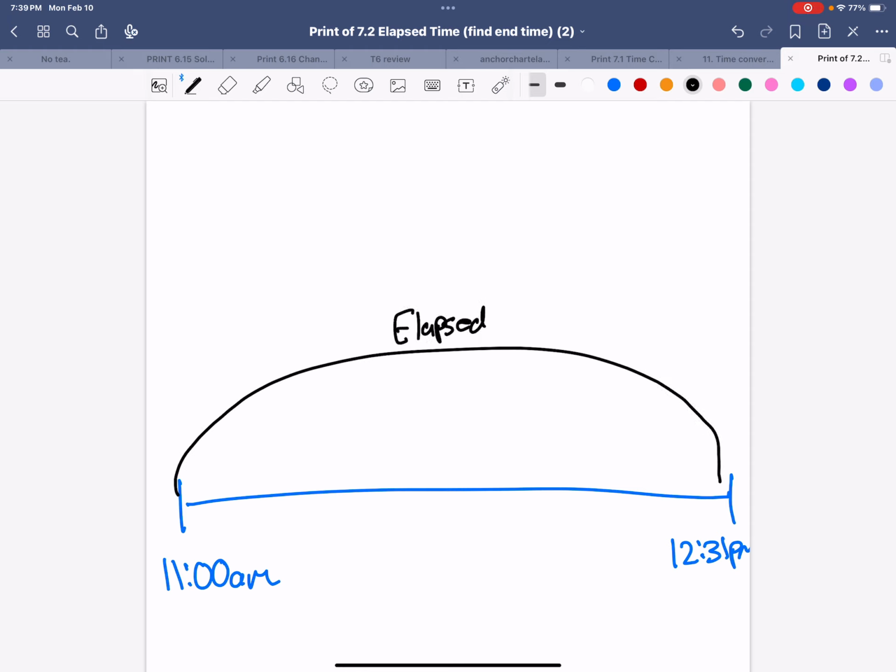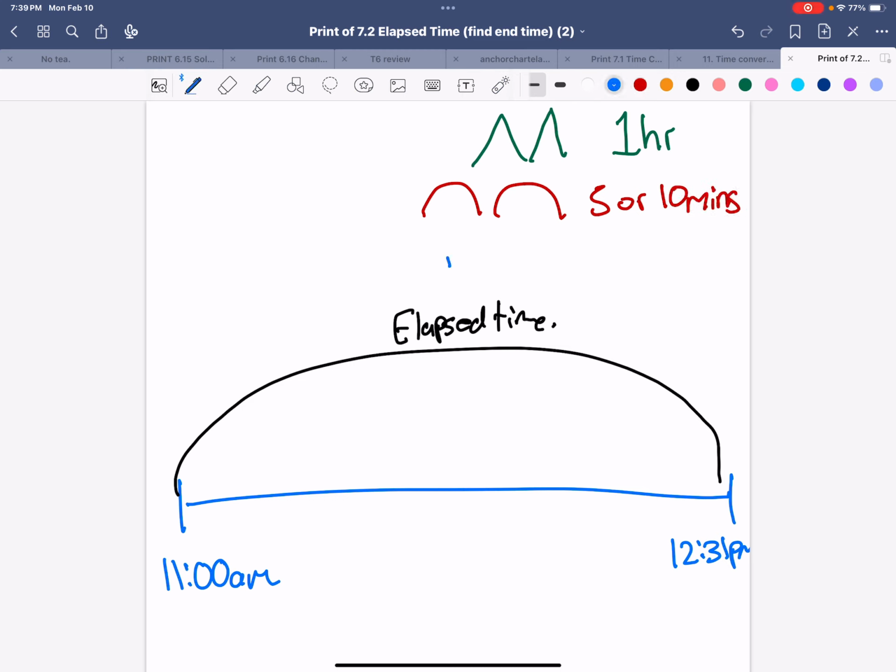Elapsed time. I will use mountains, hills, and rocks to figure it out. I'll show you how. Here are mountains. That represents 1 hour. Hills represent 5 or 10 minutes. And little rocks represent 1 minute. I'm going to use these to figure out how much time was spent from 11 a.m.